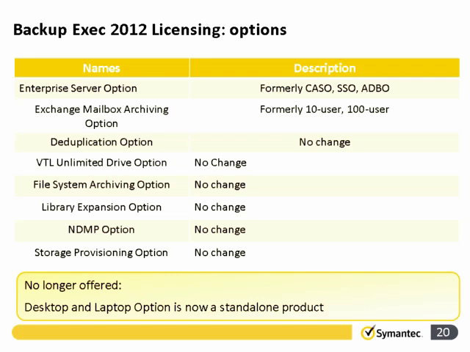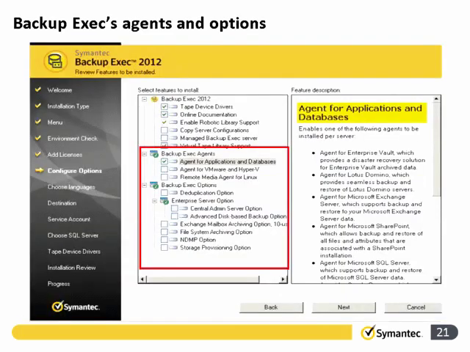Desktop laptop option is now a standalone product, and you have to purchase it separately. That's a change from older versions of the product. You install agents and options very similarly to how we have done it in the past. This is going through the installation screens, but you can also do this by clicking on the Backup Exec button at the top of the screen.